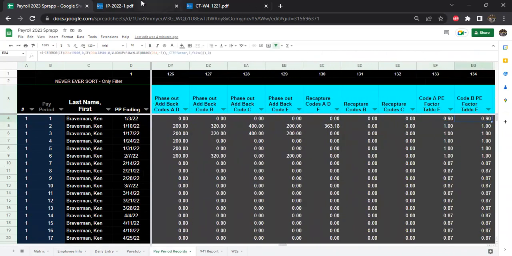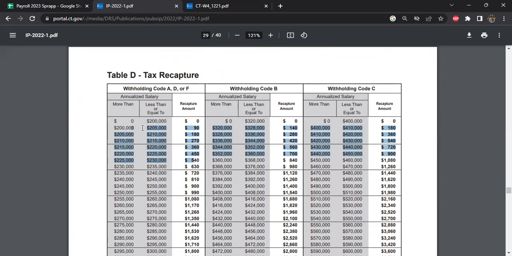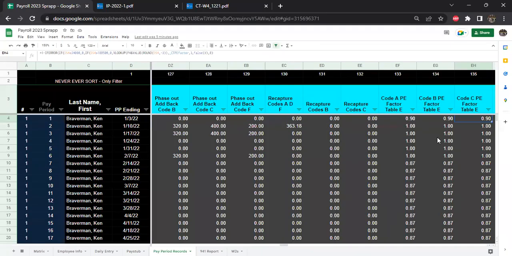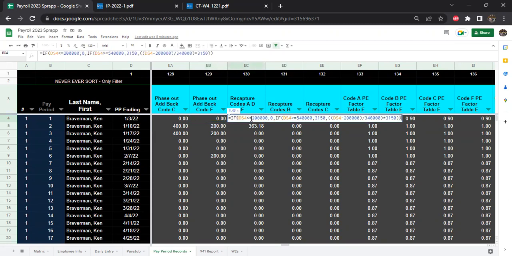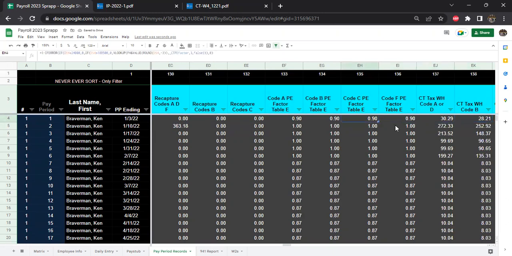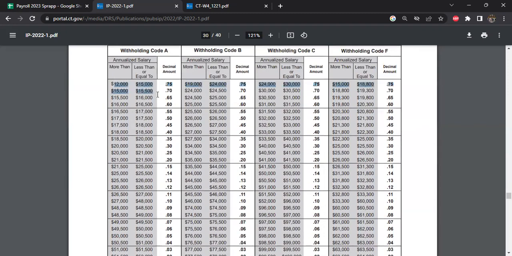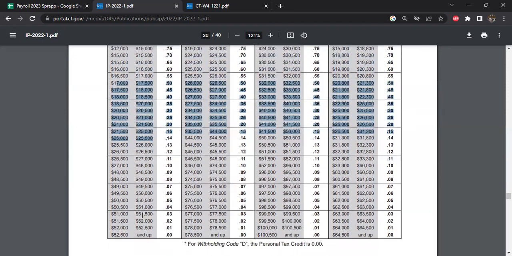Then you have another recapture, which is this tax recapture. And if you have tremendously high wages, you're going to have some more that gets added back in. So this doesn't hit a lot of people, but it's still part of the formula. So there's this recapture formula right here, phase recapture code A, D, and F right here, recapture code B here, recapture code C here. Then you have a personal exemption factor that you have to figure out. The personal exemption factor is personal tax credit number, similar type table. You're going to reduce the withholding amount by this percentage depending on whatever the wages are.